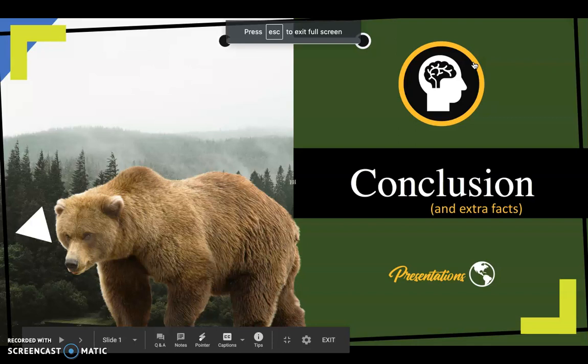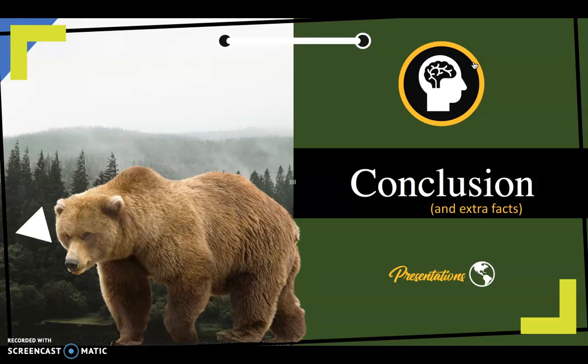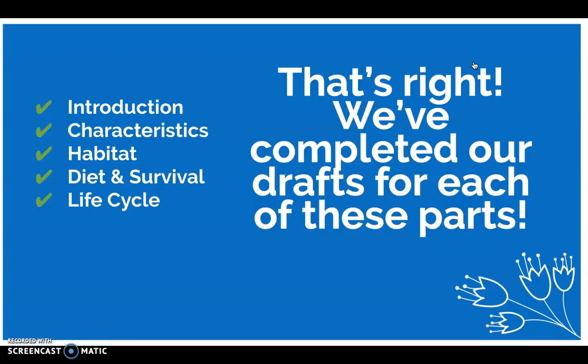Hello, grade 3. All right, today we are going to talk about how to write our conclusion for our reports. So that's right, we've completed each of these other drafts. So we wrote about the introduction, characteristics of our animals, the habitat, their diet and how they survive, and their life cycle. Now we need to wrap it up.